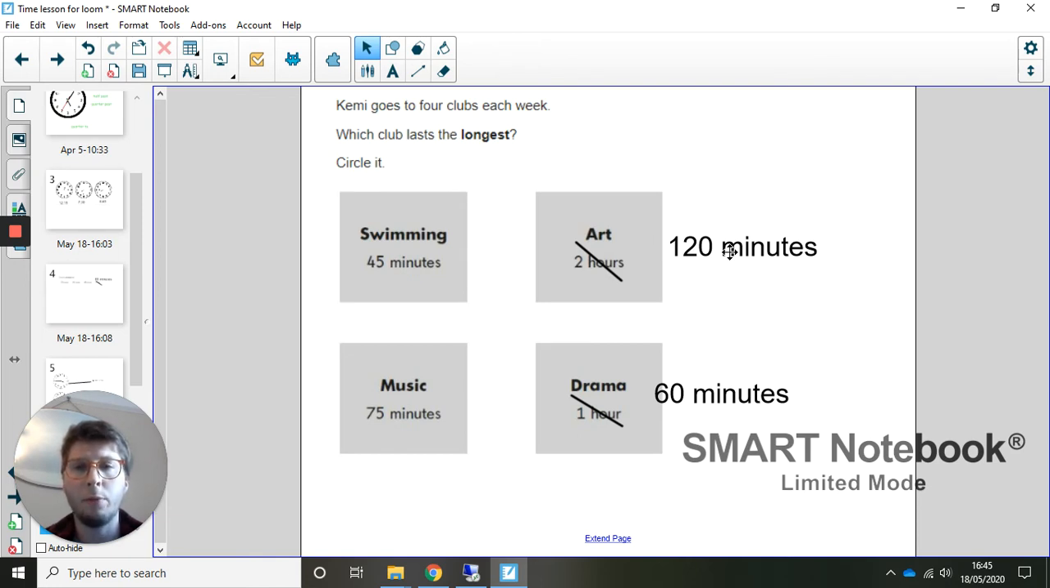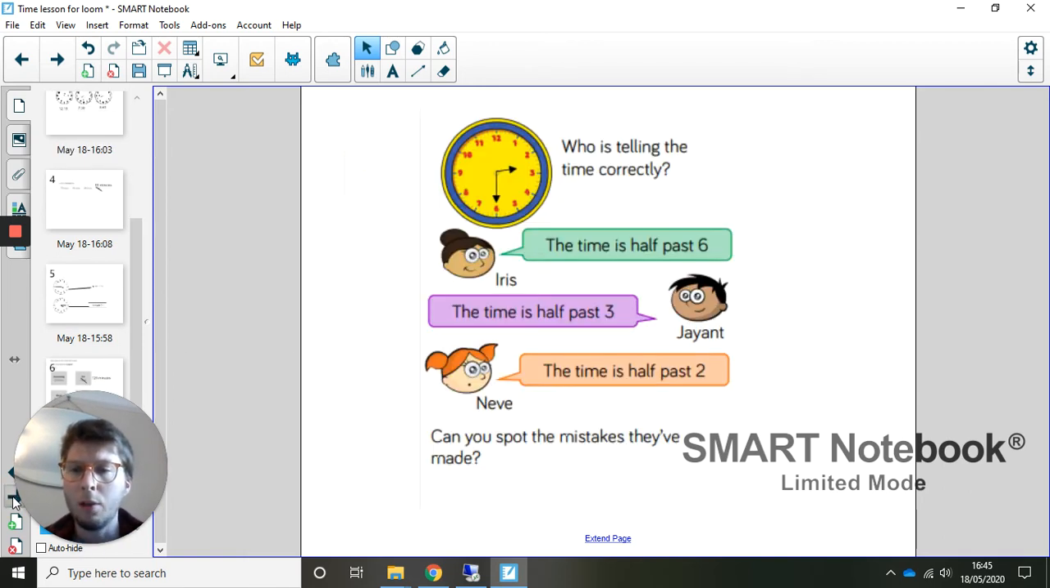Let's remind ourselves what the question wants. It wants the longest. So which one lasts the longest? So which one's the biggest number now? So I can see that the art class lasts for 120 minutes. So that must be the longest. Okay, well done. Right, let's have a look at this one. The last one that we'll do together, then I'll leave you with a challenge.